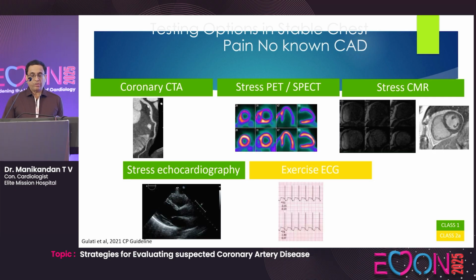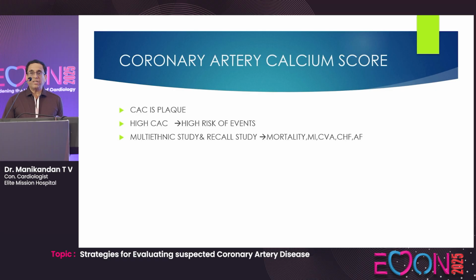Coronary artery calcium score. Coronary artery calcium is usually a calcified plaque. So when there is a high calcium score, it indicates high risk of events. Different studies have shown that when the calcium score is high, mortality increases, and incidence of MI, stroke, heart failure, and atrial fibrillation are high in patients with a high calcium score. This is how it looks in CT.